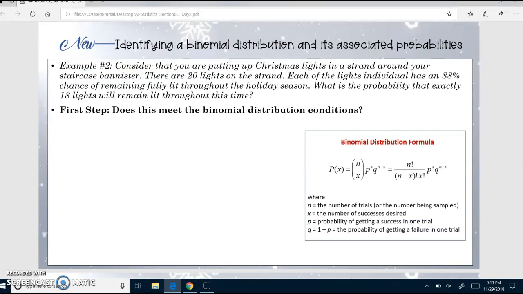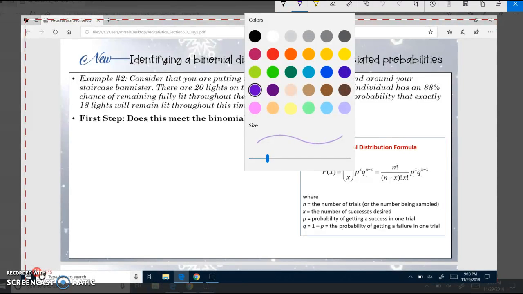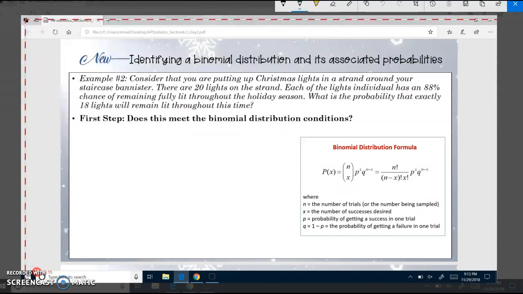We want to try one more probability so we feel confident approaching any different scenario, both in recognizing that it's binomial and then in using our calculator to get to the answer pretty quickly. So our second example deals with Christmas tree lights. This one says, consider that you're putting up Christmas lights in a strand around your staircase banister. There are 20 lights on the strand. Each of the lights individually has an 88% chance of remaining fully lit throughout the holiday season. What is the probability exactly 18 lights will remain lit throughout this time?